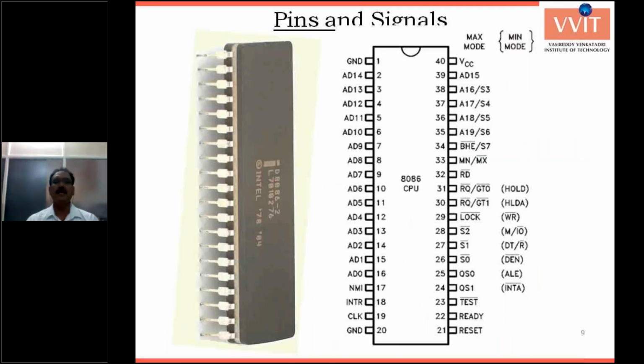Now the next is the layout of the pin diagram of the 8086. This is the physical layout of the pin diagram. The top left is the starting pin number 1, going to the bottom, pin 20. On the right side, the sequence runs from 21 to 40. This is the physical layout of the Intel 8086 microprocessor.